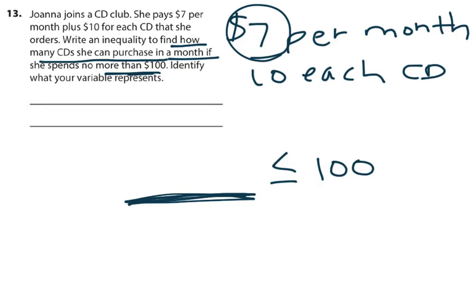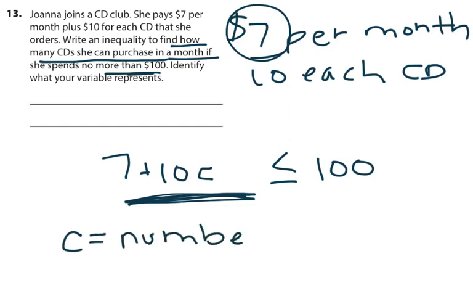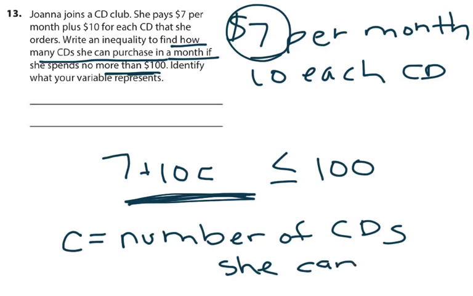So she pays $7 per month. Remember, we're only talking 1 month, so we don't need to multiply that by anything, plus $10 for each CD. Oh, well, look, we saw the problem already, okay? Or the inequality. What does the C represent? The number of CDs she can purchase.